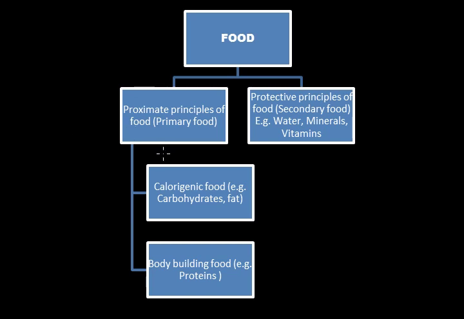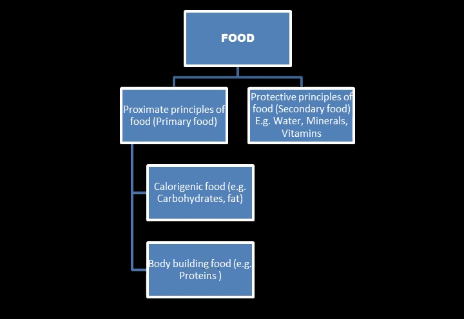This is a classification of food. Broadly, we can classify food into two types. The proximate principle foods are primary food, and the protective principles of food are the secondary food. The proximate principles of food, or the primary food, can be further classified into calorigenic food and bodybuilding food. The calorigenic food means the food substance which gives energy to our body, like carbohydrate, fat, or lipid.